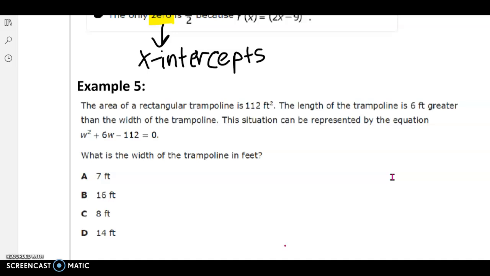So the width is the x, right? Because normally we use x's and this one's using w's. So really width means x. Now keep in mind on Desmos, everything has to be x's. You cannot have w's. Okay, so let's rewrite it. x squared plus 6x minus 112. Don't even put the equals 0 because remember you can't type it in the calculator anyway. Now go ahead and type that in and find your x-intercepts.